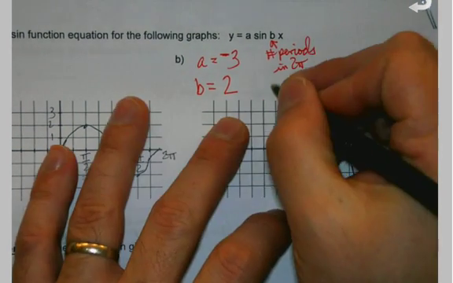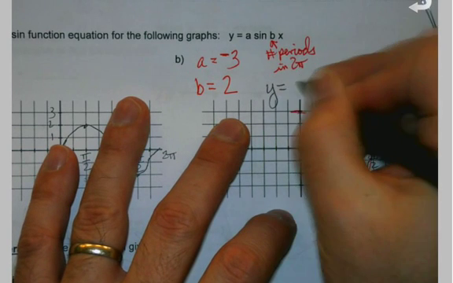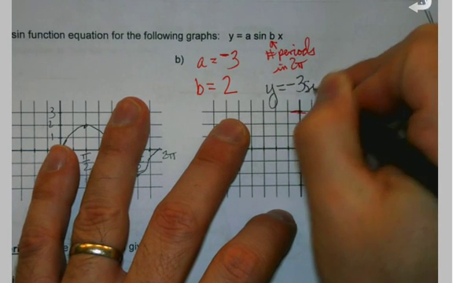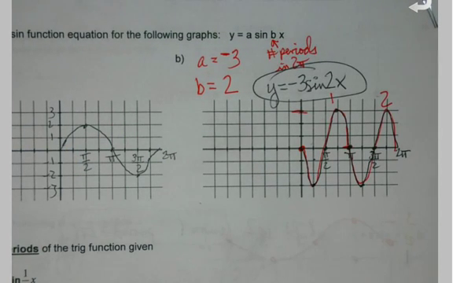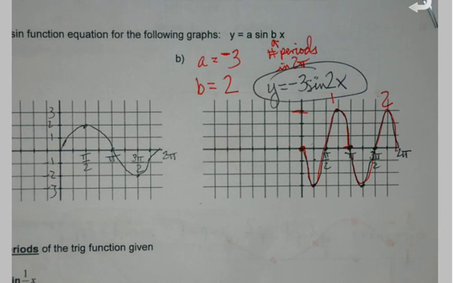So y equals -3 sine 2x. Done. That's all we got to do once I know how many periods.